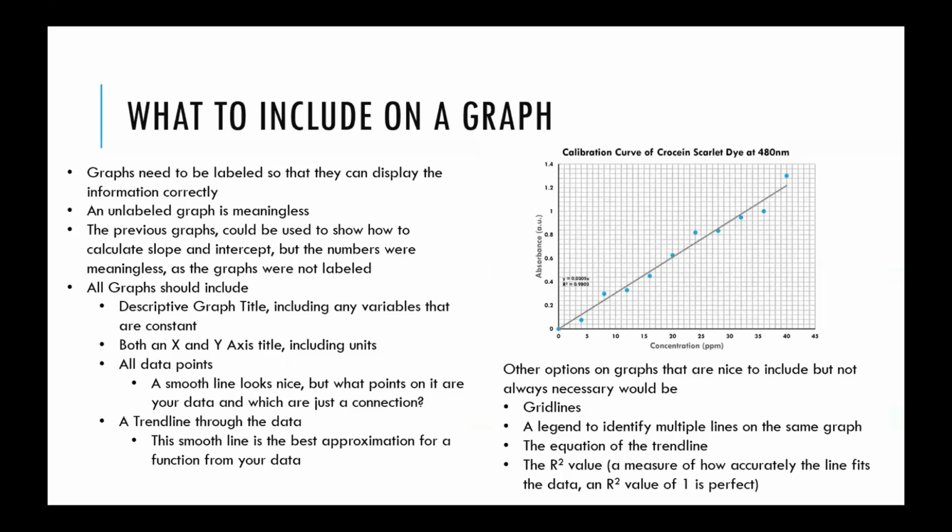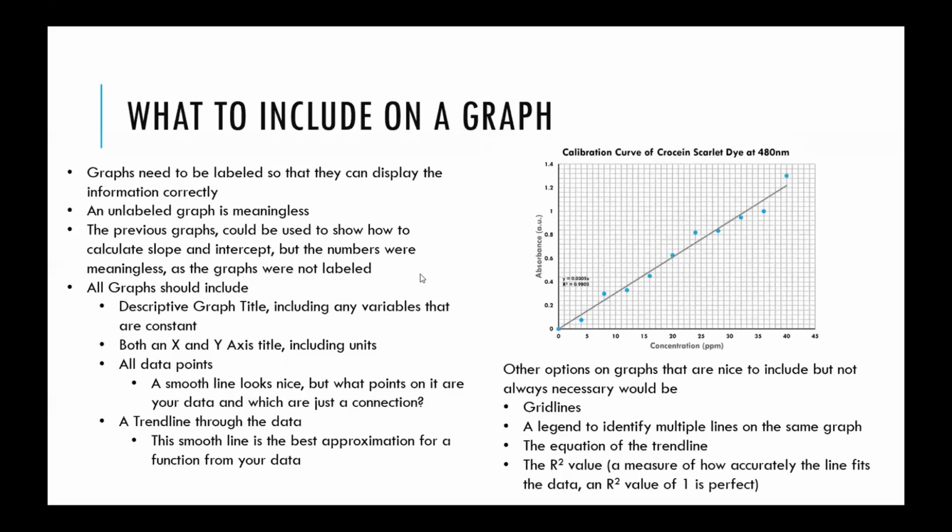Because of that, you want to include some sort of a title. What is this a graph of? In this case, I have the sample graph, a calibration curve of crocein scarlet dye at 480 nanometers. I gave a lot of information, but in a very short, precise title. This happens to be a calibration graph. I have the chemical name listed, and I have this constant value, which is the wavelength of light used for this.